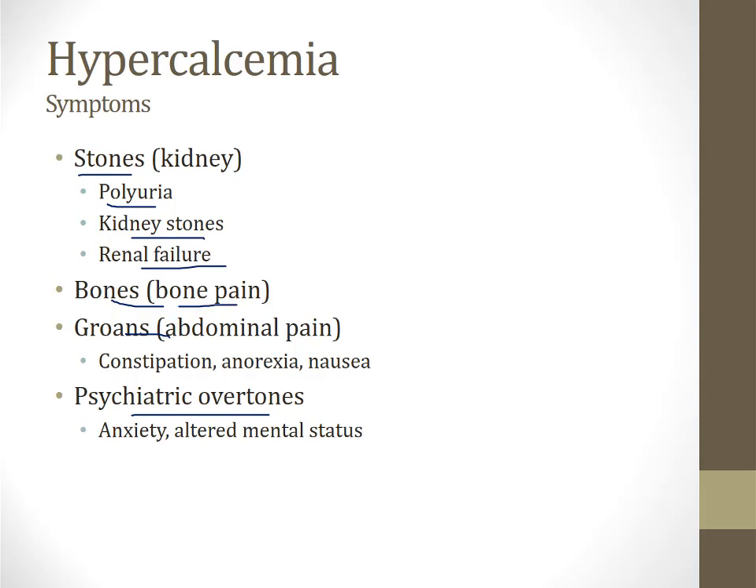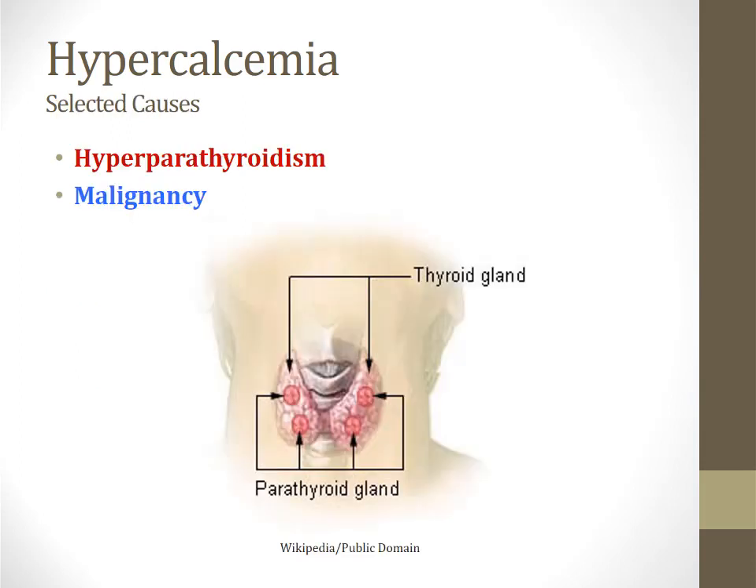This results from increased absorption of calcium from bones. The groans were abdominal pain. That's because hypercalcemia can cause constipation, anorexia, and nausea. And the psychiatric overtones were anxiety and altered mental status. The two most common causes of hypercalcemia that you'll see clinically are hyperparathyroidism and malignancy. In the endocrine video on the parathyroid gland, I talk about how high levels of PTH lead to hypercalcemia.